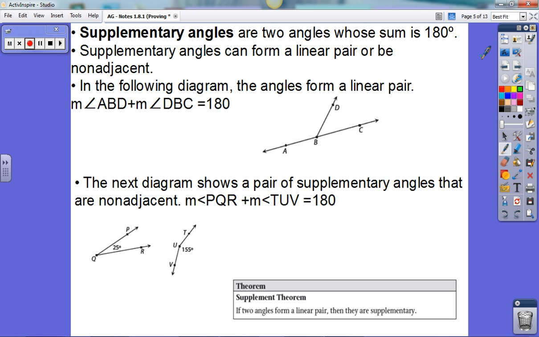Supplementary angles, again, this should be review, are 2 angles whose sum is 180. That doesn't necessarily have to be a linear pair. I can have an example like this, that they are a linear pair and these two angles are supplementary. But I can also have an example like this where they just add up to 180, but they're not connected, they don't form a linear pair, so they're non-adjacent. If two angles form a linear pair, then they have to be supplementary.